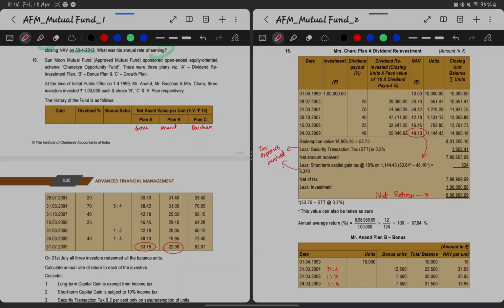Hi CA students, let's revise CA Final AFM Chapter 8 Mutual Funds Practical Question 16.